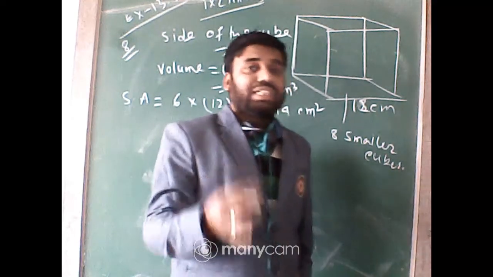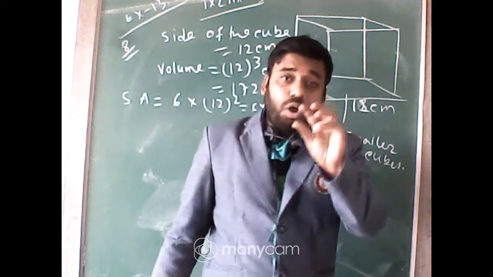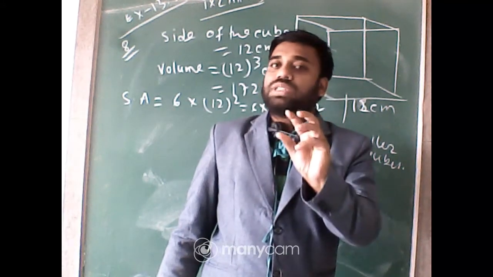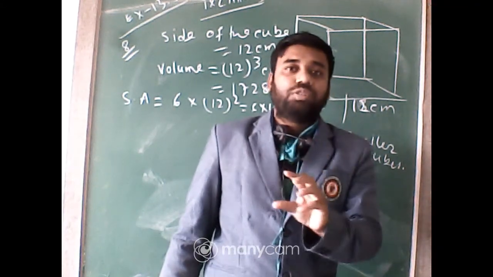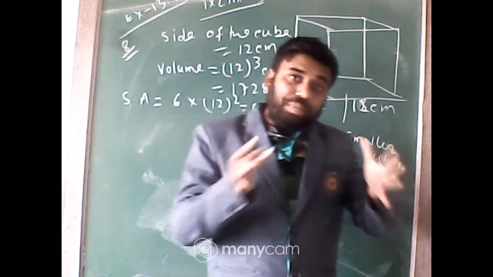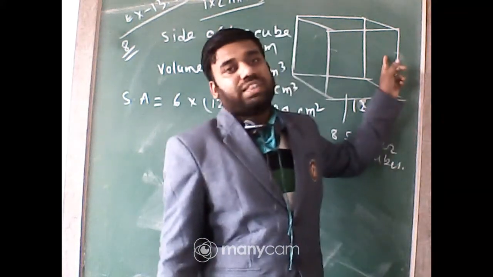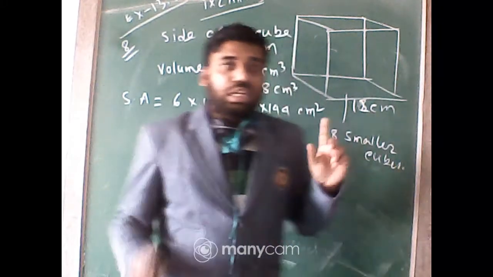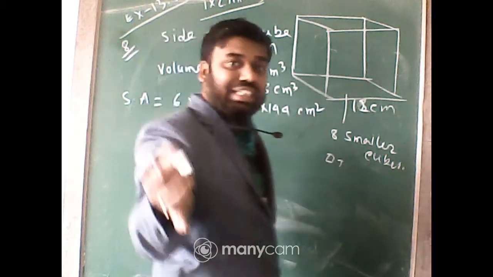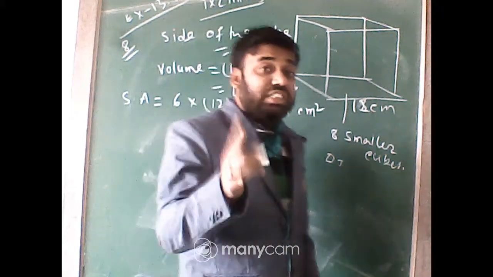Now the question is, from the larger cube, 8 small new cubes have been made, and each of them has the same volume. One thing, students, it is clear that the sum of the volumes of the 8 cubes should be equal to the volume of the larger cube. Yes or no? Tell me. Each cube has equal volume.